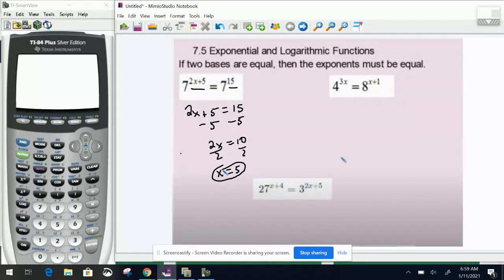If you plug this in, you would get an equivalent statement. Again, equal sign means left equals the right. So I would have 2 times 5 is 10, 10 plus 5 is 15. 7 to the 15th is going to equal 7 to the 15th.